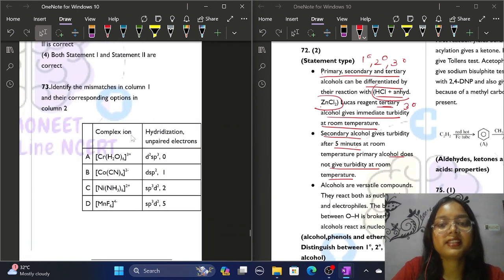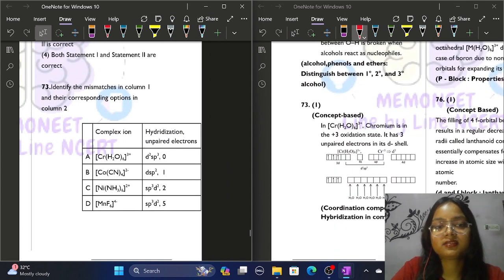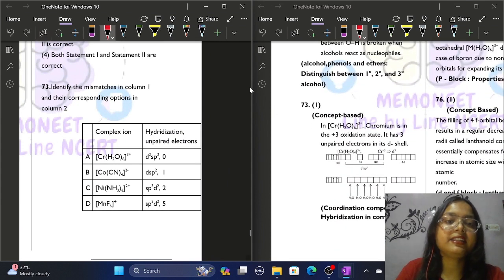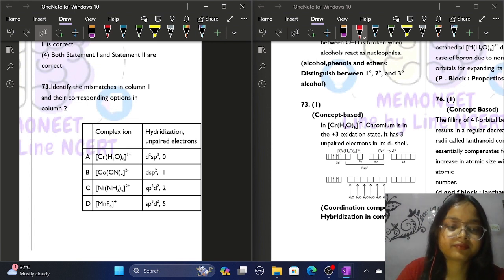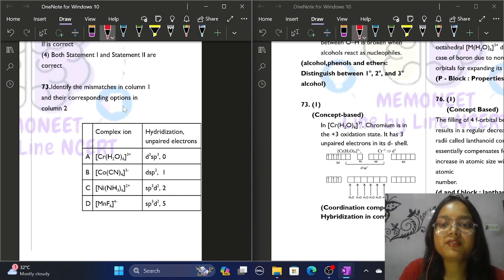For question number 73, identify the items in column 1 and their corresponding options in column 2. For [Cr(H2O)6]3+, the hybridization is d2sp3 and the number of unpaired electrons is 3.